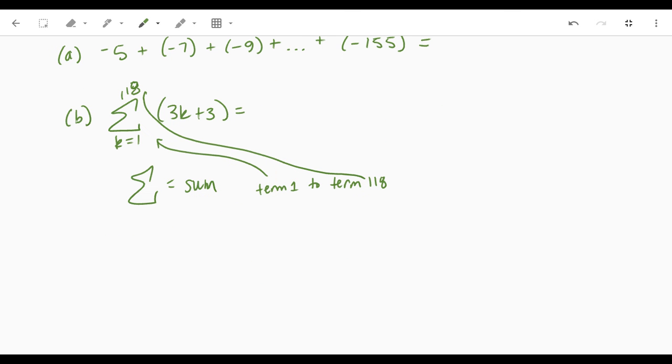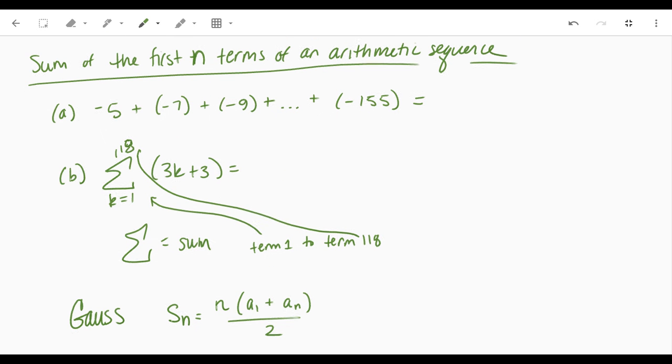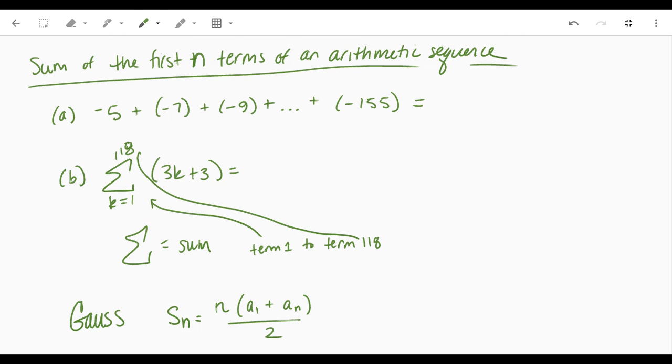Actually, here's a little bit of history for you. Gauss was the guy who discovered this formula. To sum terms of an arithmetic sequence, we take however many terms it is times the first term plus the last term over 2. So definitely a nice easy shortcut for that.